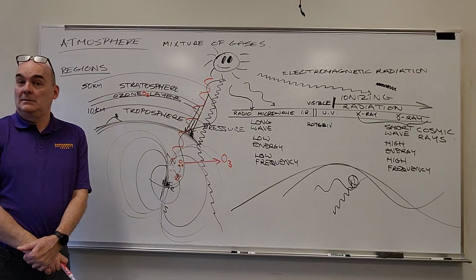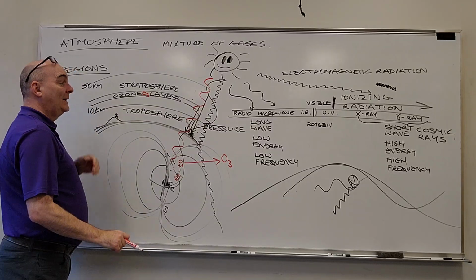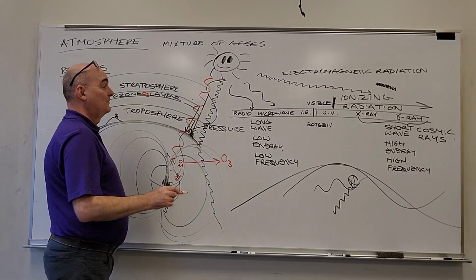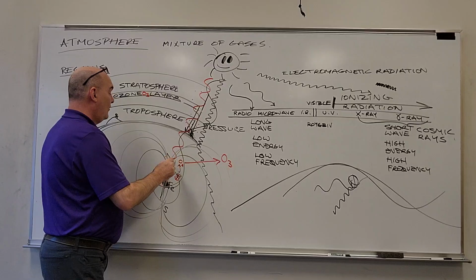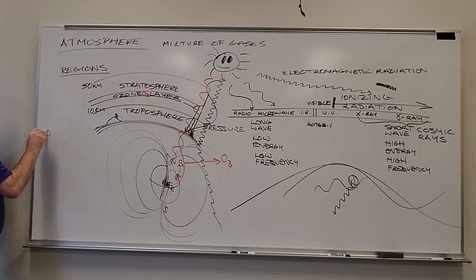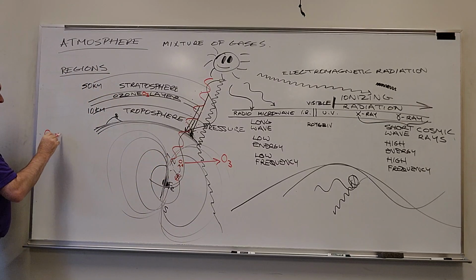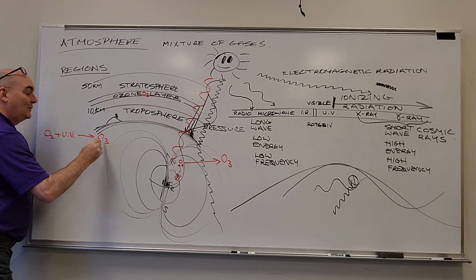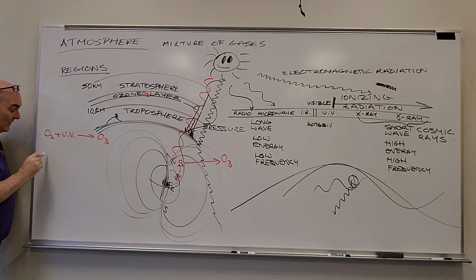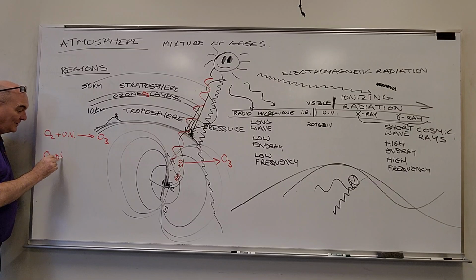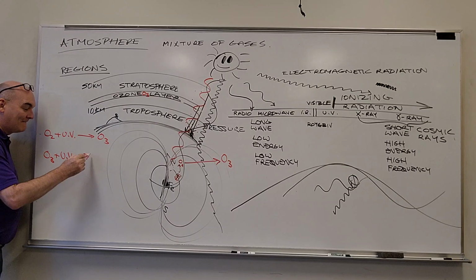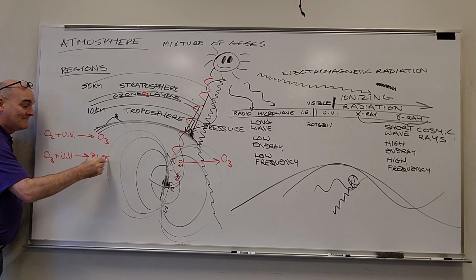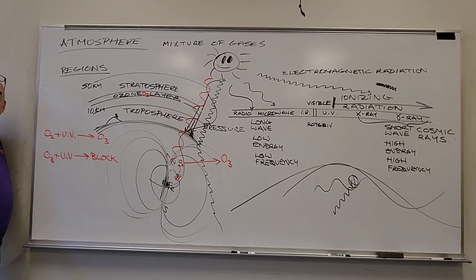Just enough of it. And it does the most fantastic thing: oxygen plus ultraviolet light makes ozone, and then ozone plus ultraviolet light absorbs more ultraviolet light, and it blocks the UV from coming in.